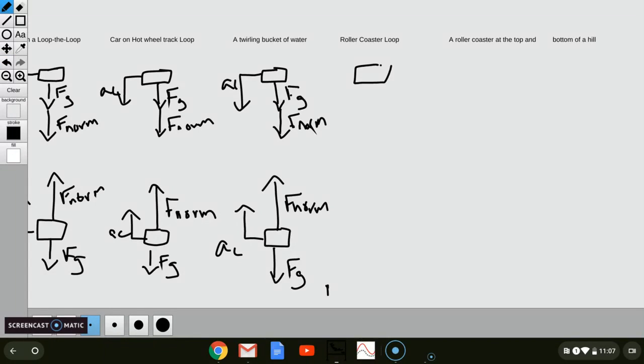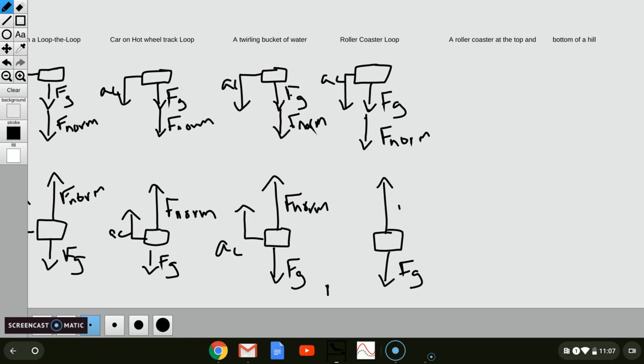So at the top, we'd have a force of gravity. And of course, now the track is above the roller coaster again, so the track will be pushing down, and that would be the F norm. And we get a centripetal acceleration down. All right. At the bottom, it will pretty much look like the rest of them. We'll have a force of gravity down. The normal force will be up. And we will get a centripetal acceleration up.